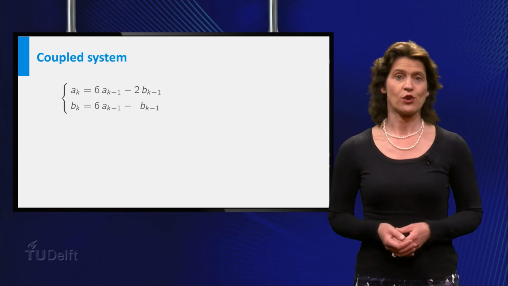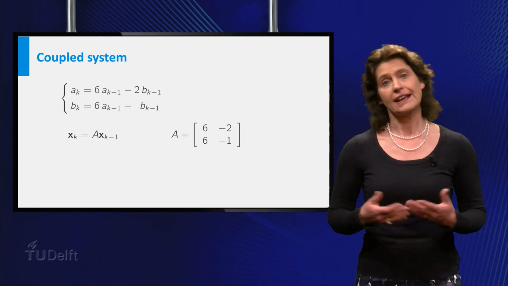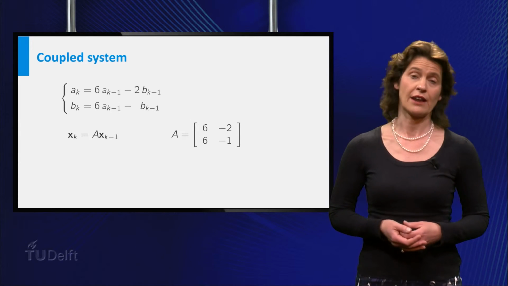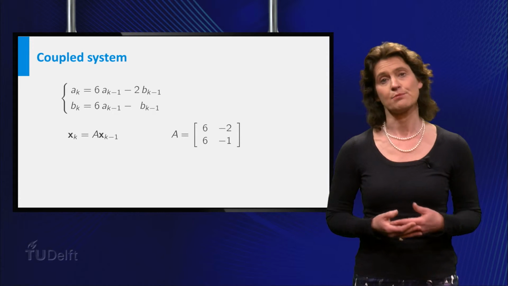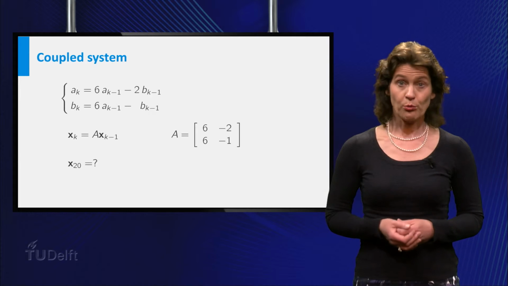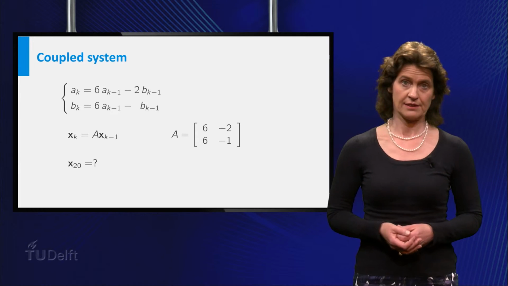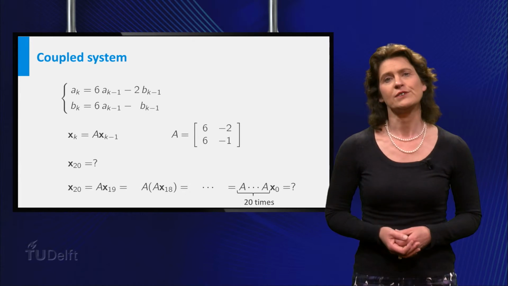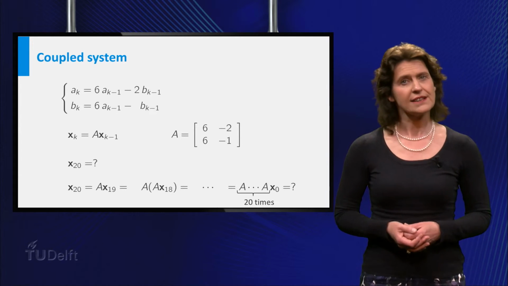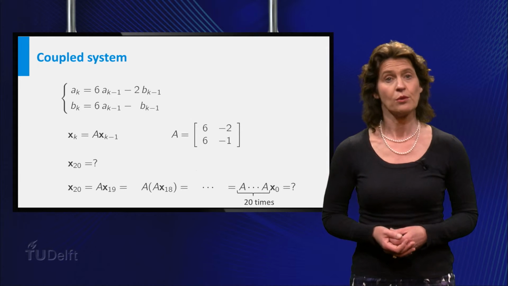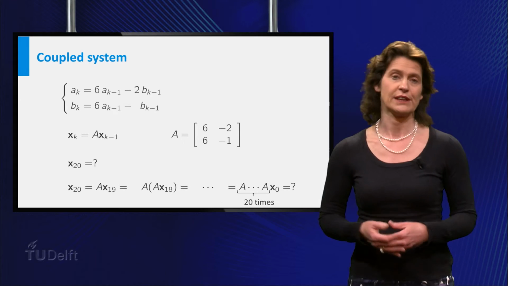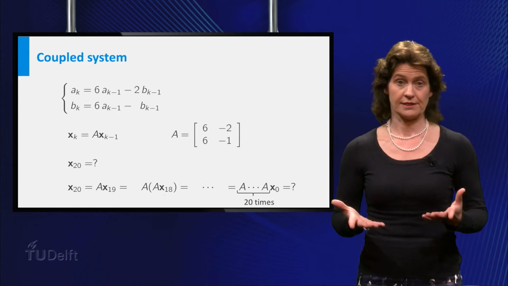Writing this in matrix form is not the problem. x_k is equal to A times x_{k-1}. And now A is the matrix [6, -2; 6, -1]. But computing x_20 is. Actually, doing the matrix multiplications 20 times is hard work. Why is this harder than in the previous example? Well, in the previous example, the matrix you used was a diagonal matrix, and now it is not.